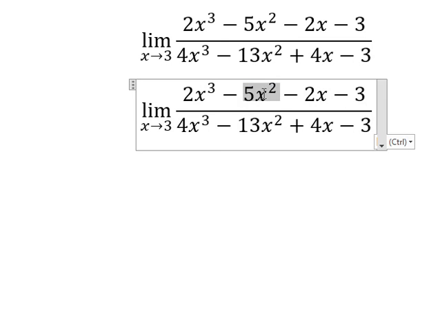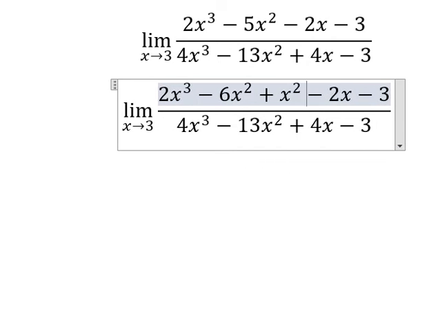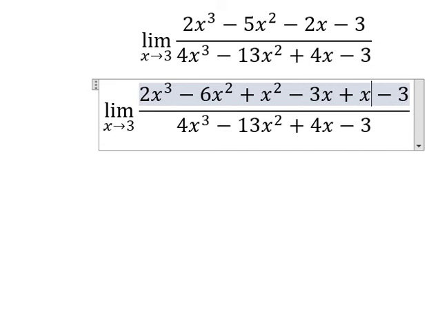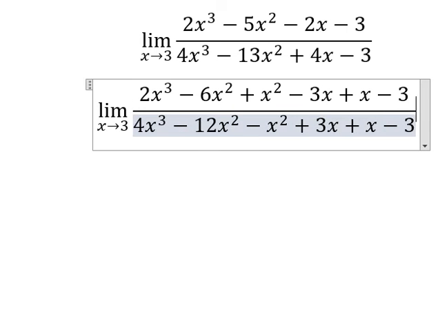About negative 5s squared, we can change by 6s squared plus s squared. This one we can change by negative 3s plus s. This one we can change by 12s squared minus s squared. This one that is about 3s plus s.